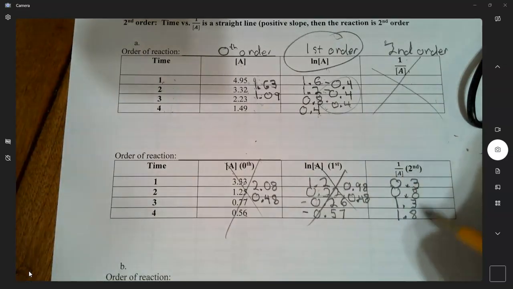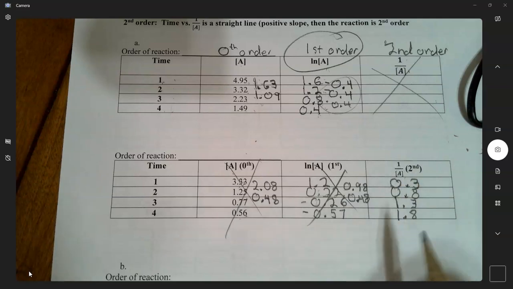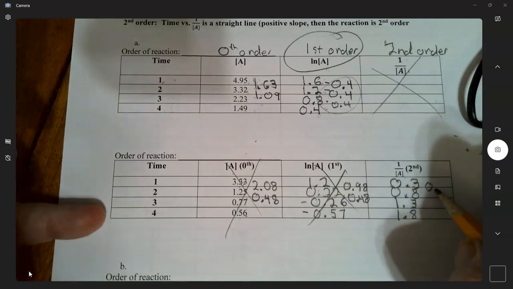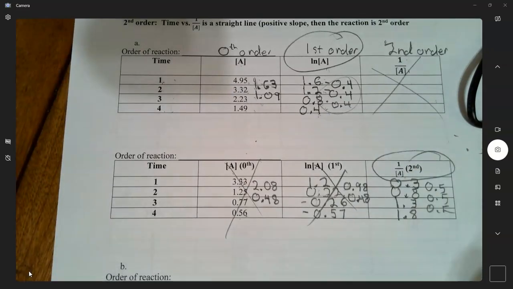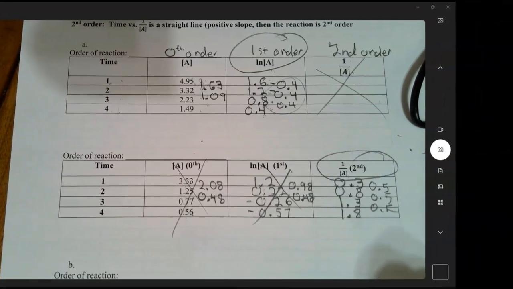So these are the numbers I got when I took the reciprocal, flipped over each of these, 1 over a, and you can see they have common differences, 0.5, 0.5, and so on. So this is a second order reaction. All right, we'll keep going.